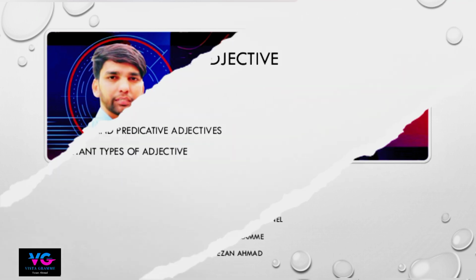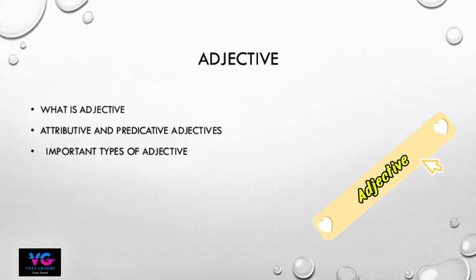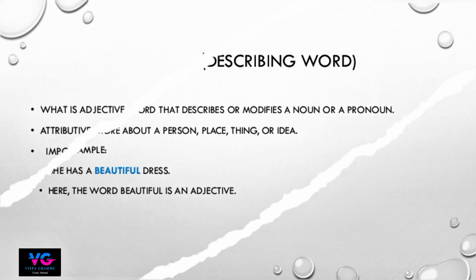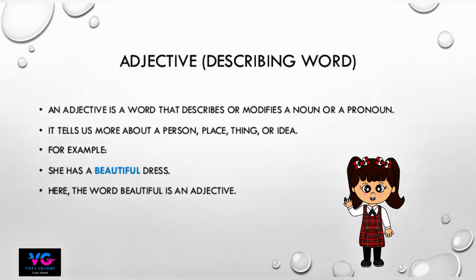Today we are going to learn adjectives in English grammar. We will study the definition, attributive and predicative adjectives and all important types with examples. So, let's begin. Definition. An adjective is a word that describes or modifies a noun or a pronoun.